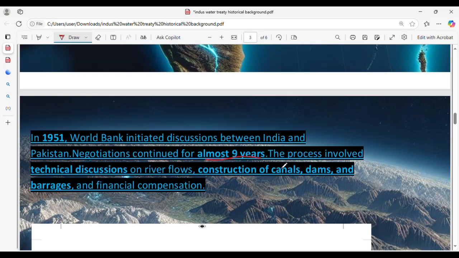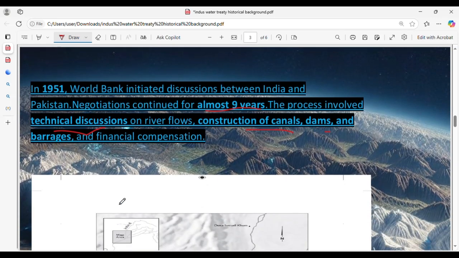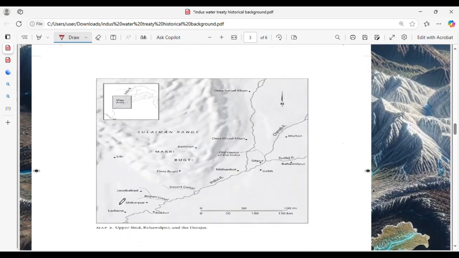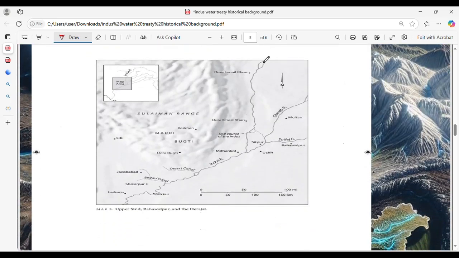The process involved technical discussion. We all have to know about the technical discussion. There was a requirement of technical discussion on the river flows, construction of canals, dams, and barrages, and financial compensations. As we all know, the water was flowing into Pakistan, so there was a need for a long discussion.